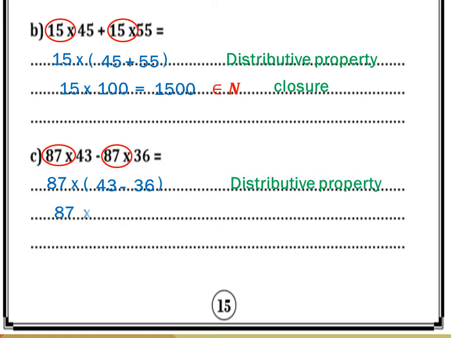Distributive property. And now we have 87 multiply. Solve the bracket on the calculator: 43 minus 36, which equals 7. So we have 87 times 7. How can we solve it? You can solve it on the calculator. Write 87 multiplied by 7, which equals 609. 609 belongs to N. Now, have we finished? No, we have to write the name of the property, which is closure property.